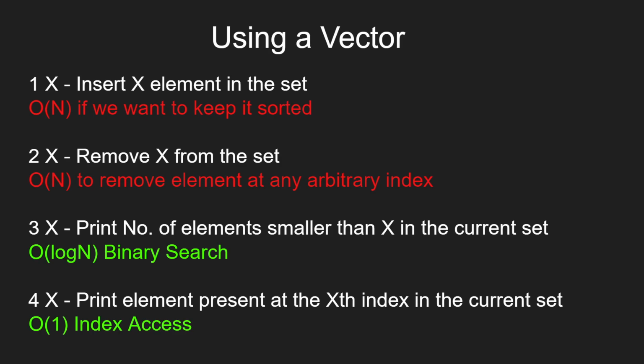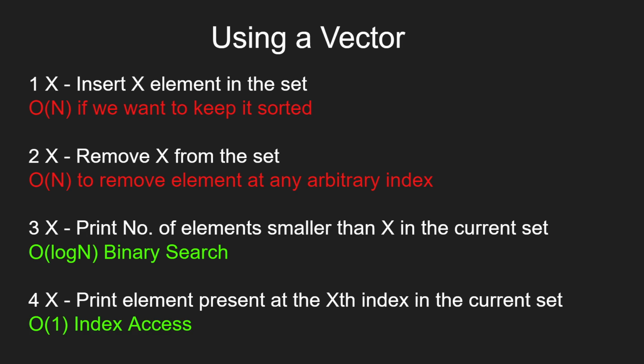Now if we look at the second query, which is to just remove element x from the set. First of all, I'll have to find that element x inside that vector. Now, in order to find that element x, I can do a binary search, but just in order to remove that element from any random index would again take order of n time, right? Now let's look at the third query. If we want to print the number of elements smaller than x in my current set, or like if I'm using a vector here, my ordered vector, I would say, then this is very simple. This is a very simple binary search.